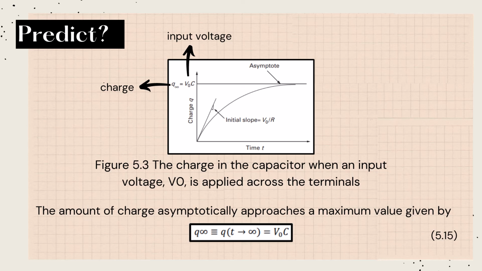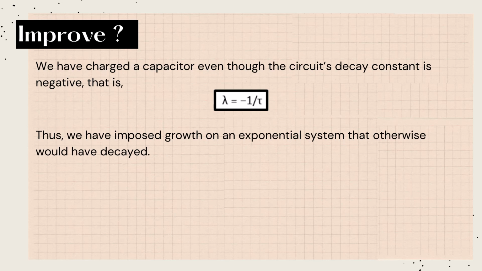Instead, it asymptotically approaches a maximum value given by equation 5.15. Last, to improve, we have charged a capacitor even though the circuit decay constant is negative, that is, lambda equal to -1 over tau. Thus, we have imposed growth on an exponential system that otherwise would have decayed. This can influence the behavior of the exponential system to an extent.